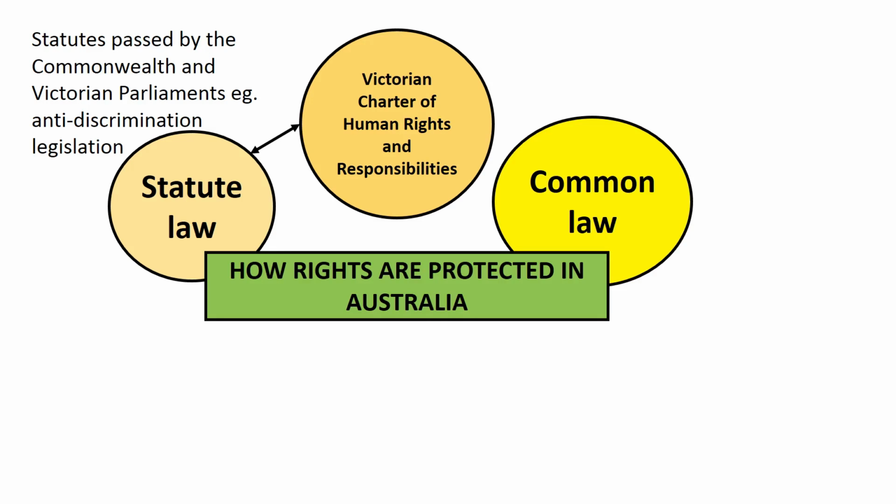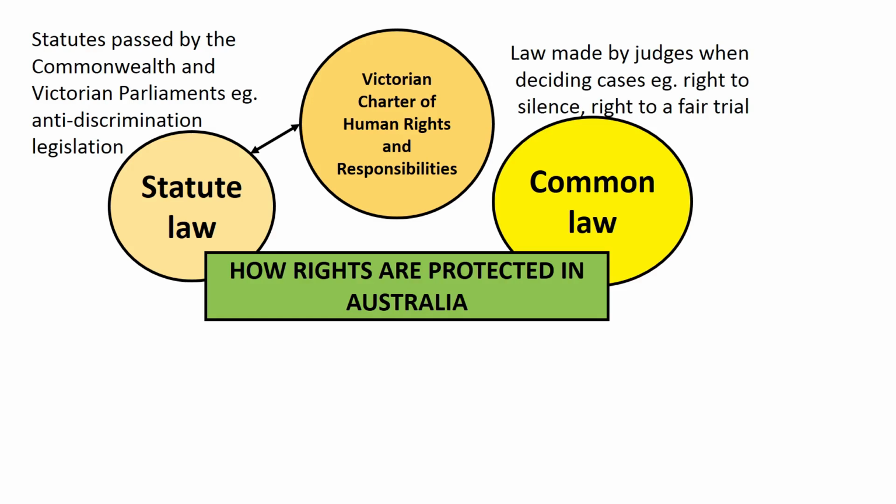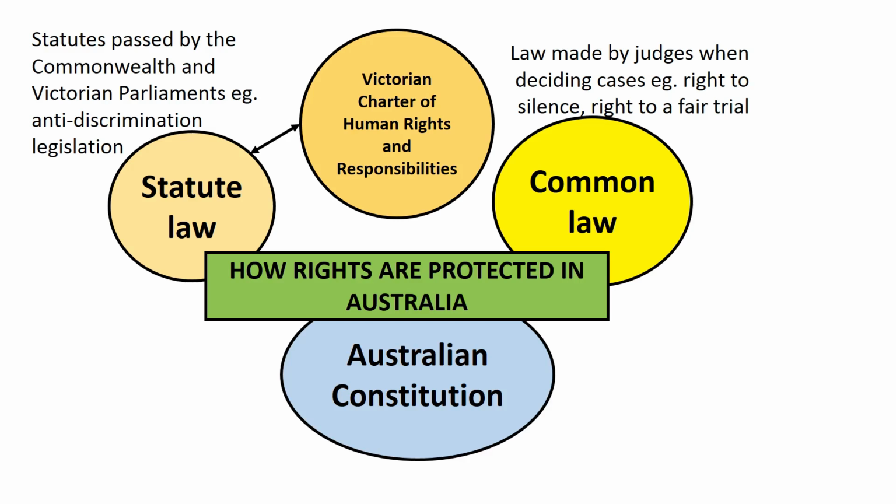The second way in which rights are protected in Australia is through the common law. The common law is law made by judges when they are deciding cases. And so far, we have looked at the right to silence and the right to a fair trial. These are rights which the judges have developed through making decisions in cases that they have heard.